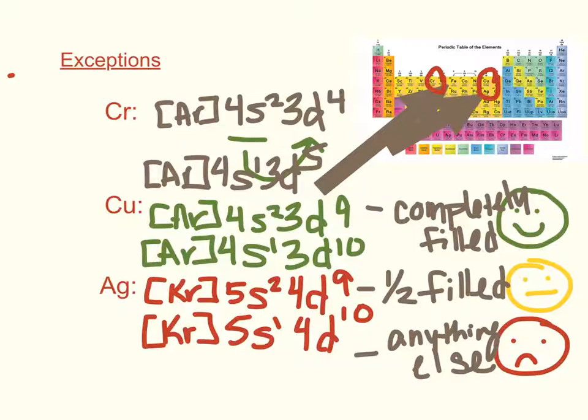But if you do see something like copper, make sure that you don't leave your electron configuration this way. Take the 3d9, borrow one from the s, and then make it 3d10.